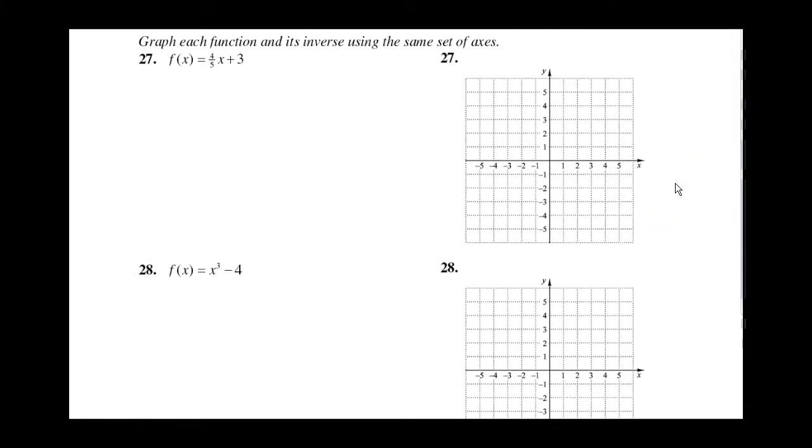Now they want us to graph each function and its inverse using the same set. Well, what technique might you use to graph the first one? Well, it's in slope-intercept form. Remember, this is y equals this. So we have a positive 3. Our slope is 5 over 4, up 5. 1, 2, 3, 4, 5. 1, 2, 3, 4 right there. So this line is going to look like that.